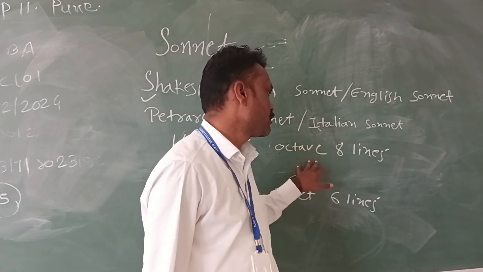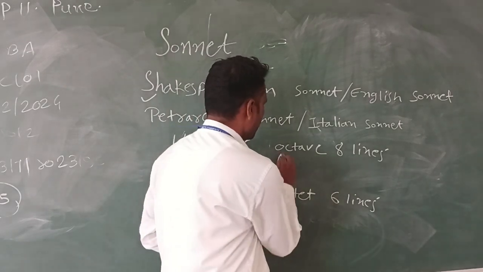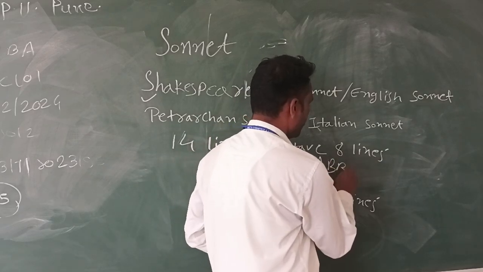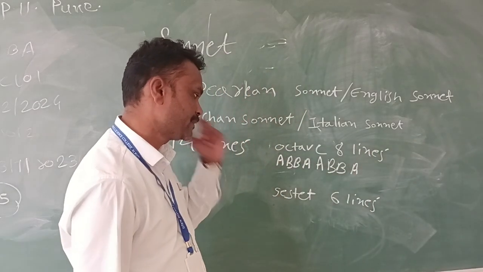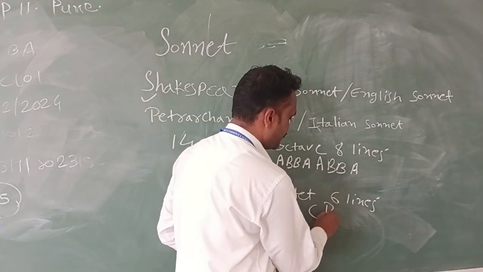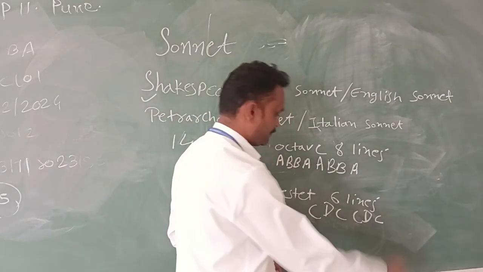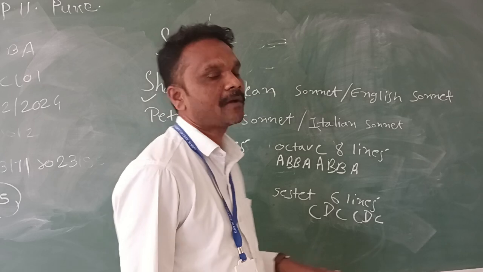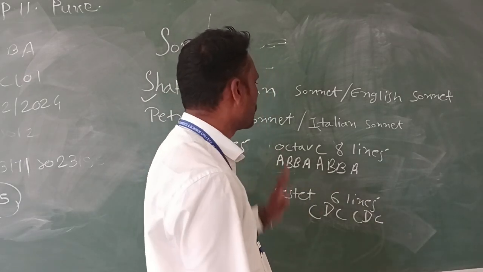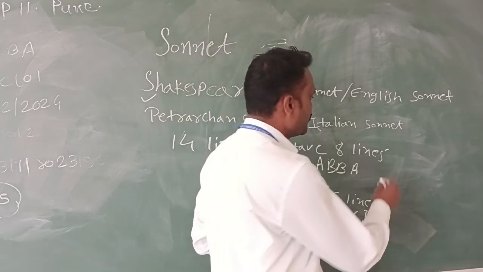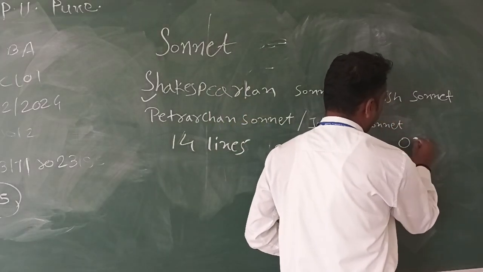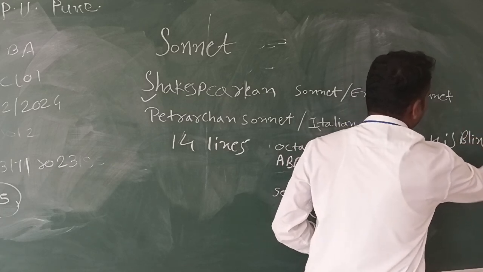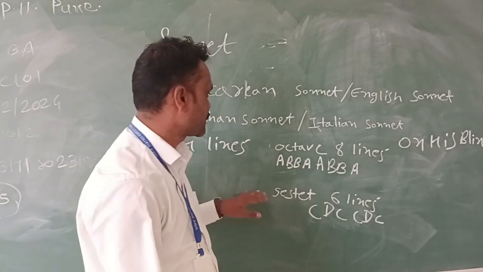In the octave the rhyme scheme is A B B A A B B A, and in the sestet the rhyme scheme is C D C C D C. This is the rhyme scheme of the sestet, and the best example of the Petrarchan sonnet is John Milton's On His Blindness.